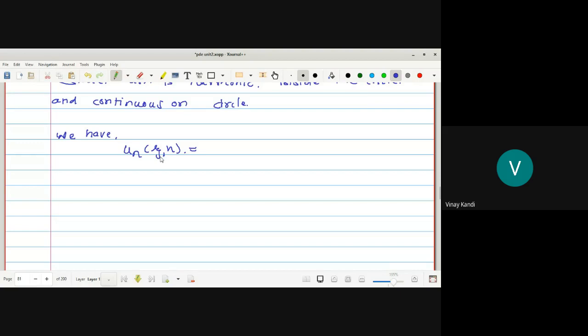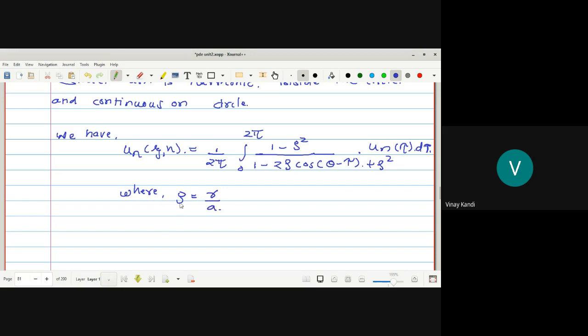u_n of psi and eta is equal to 1 upon 2 pi integration 0 to 2 pi. Okay, the r square minus a square is 1 minus rho square upon 1 minus 2 rho cos theta minus tau plus rho square, into f of phi, which is u_n of tau, d tau. Where tau is given by r upon a.